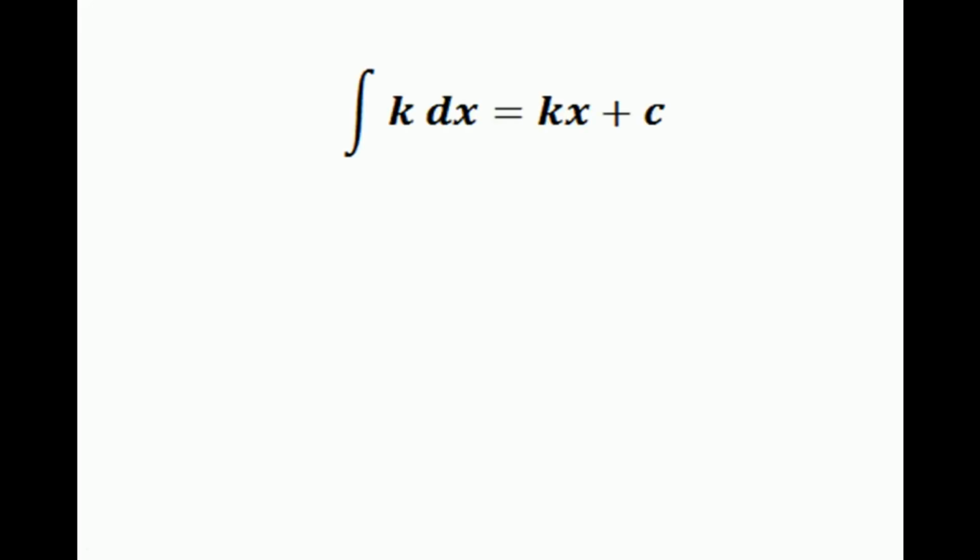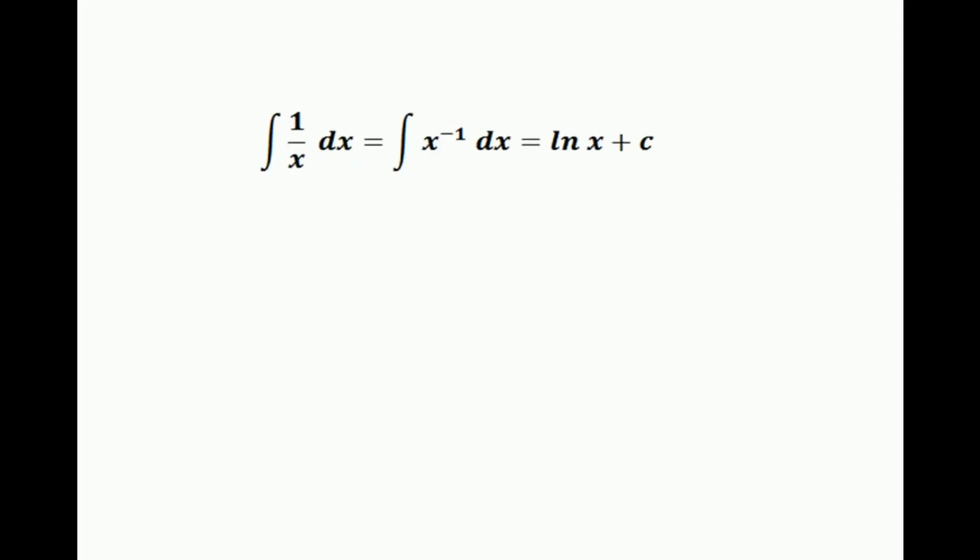Now let's see some formulas of integration. The first formula is integration of k dx is equal to kx plus c. Here k is a constant and c is another constant. When you integrate a constant, you will get kx plus c. For example, integration of 5 dx is equal to 5x plus c. This c is called the constant of integration. We have to write this constant every time we integrate a function.